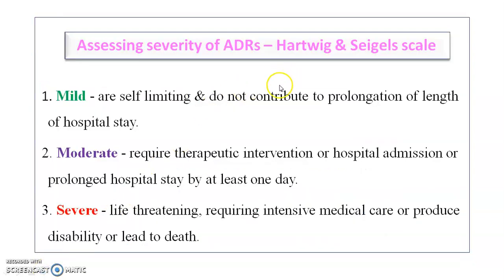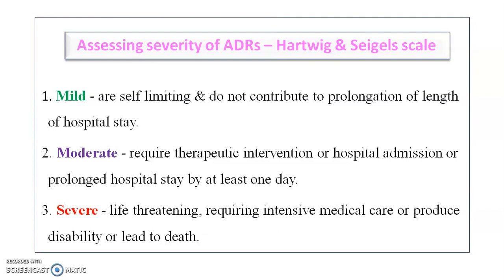The third step is assessing severity, what level of severity the ADR has in the patient. It is identified by the Hartwig and Siegel scale, discovered by these two. They defined three different classifications: mild, moderate and severe. A mild reaction is one which is self-limiting and does not contribute to prolongation of the length of hospital stay. That is nothing but a non-serious adverse drug reaction. We call it an SAR.